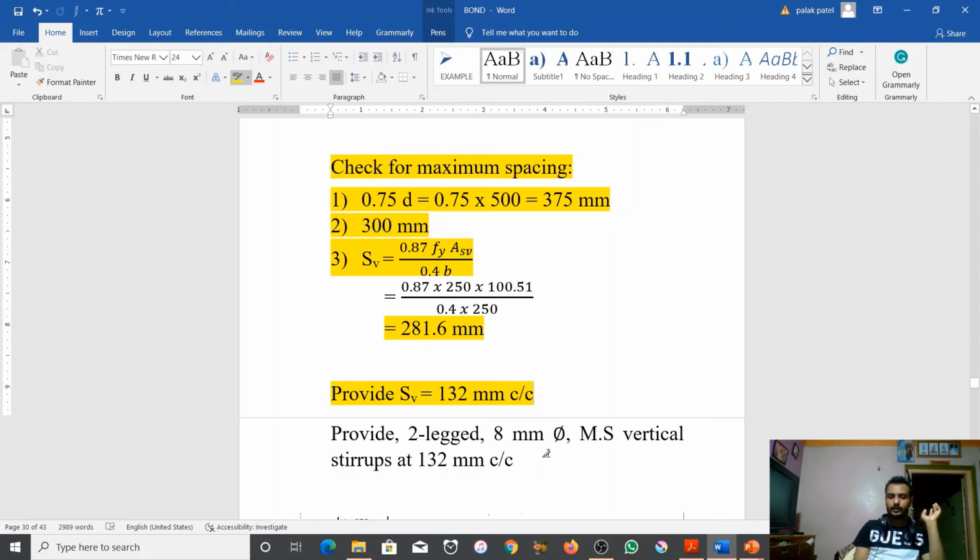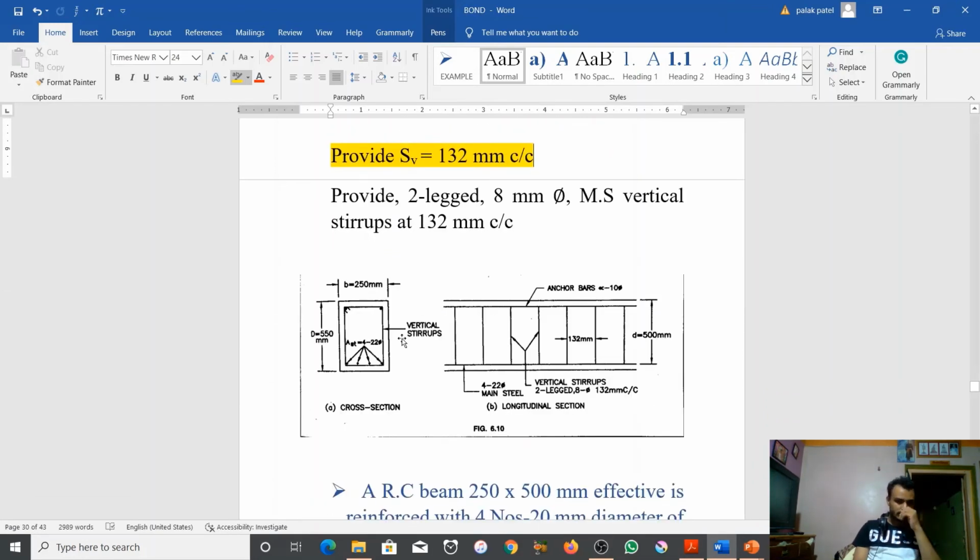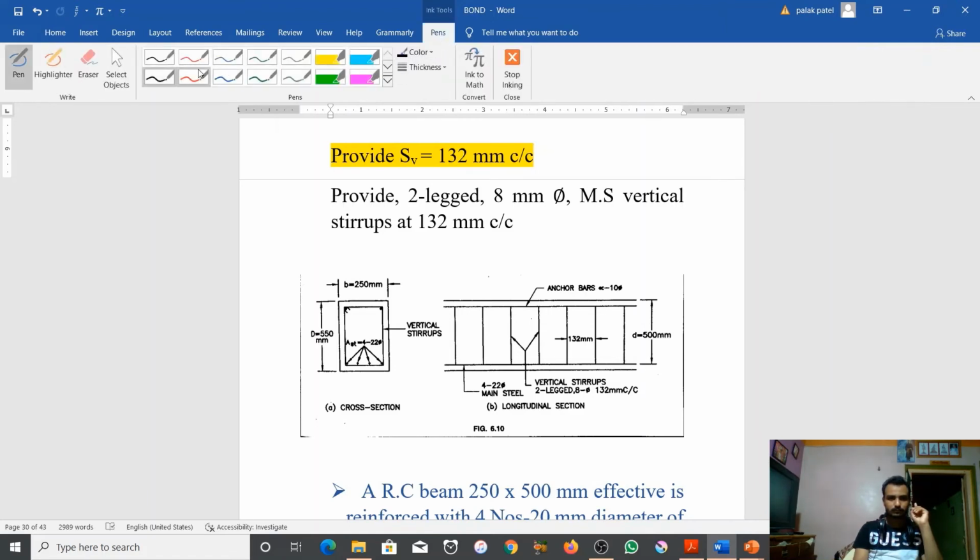Look here, here is a figure. These are vertical stirrups, two-legged. Here is the spacing of 132 mm. b is the 250 mm width, and depth is given. This is the cross section and this is the longitudinal section. So this design is completed.